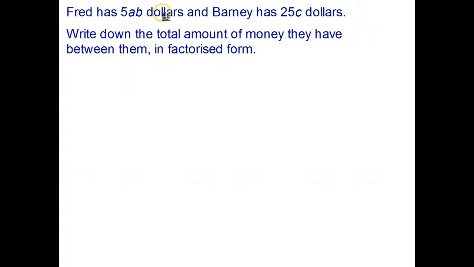Fred has $5a b and Barney has $25c. Write down the total amount of money that they have between them in factorized form. So first thing we have to do, the total amount of money. Let me go to my pen tool. Total amount of money implies that we're going to add those together. So the first thing we have to do is just write 5ab plus 25c.